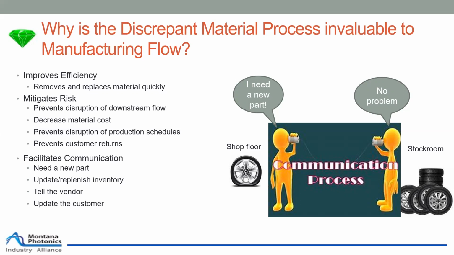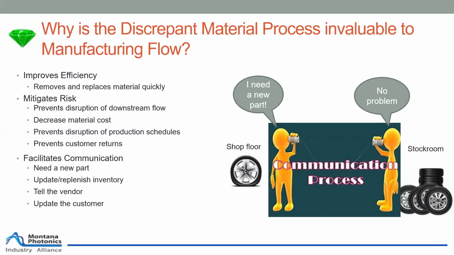The discrepant material process is invaluable to manufacturing because it improves efficiency, mitigates risks, and serves as a vehicle for communication. A good discrepant material process improves the efficiency of the manufacturing process because it quickly removes and replaces discrepant material so you can keep manufacturing flowing rather than spending time trying to fix a bad part.